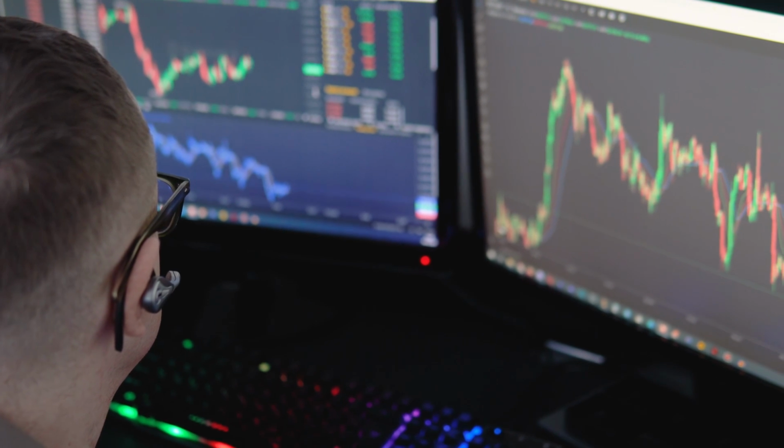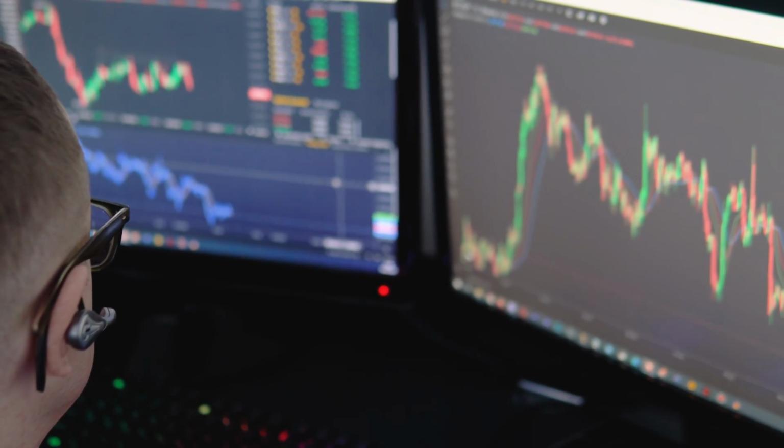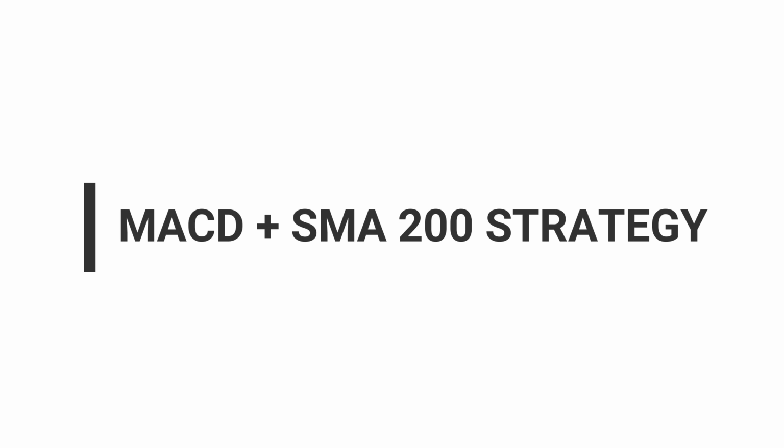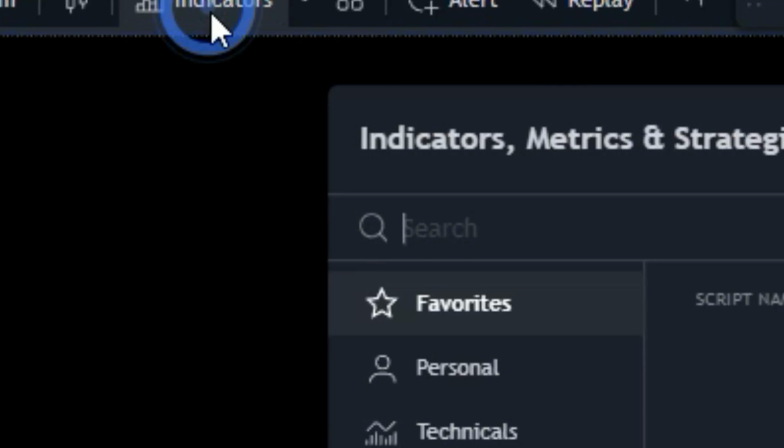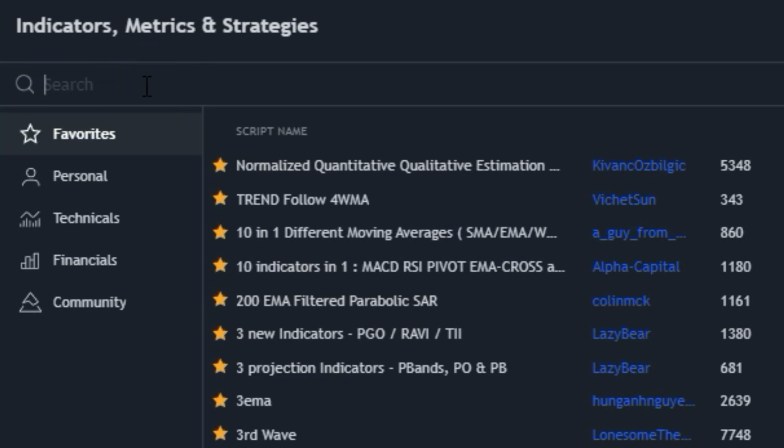To further strengthen our strategy, we'll be using an incredible confirmation indicator called MACD plus SMA 200 strategy. Finding and adding it to the chart is a breeze. Just search for it in the indicator section and you'll be good to go.